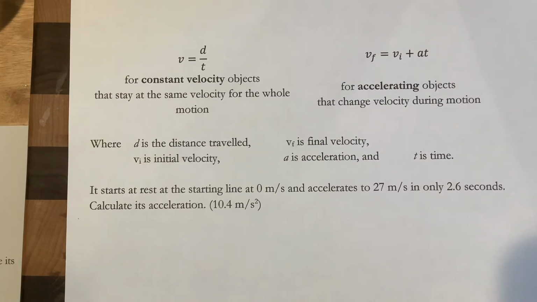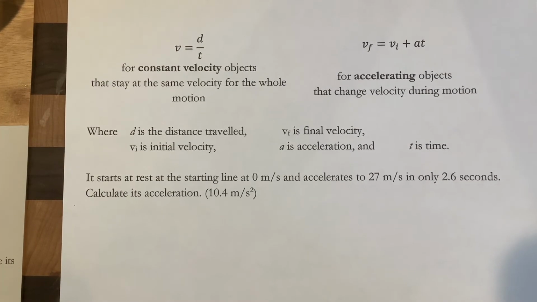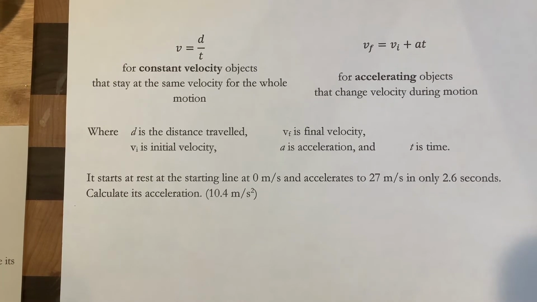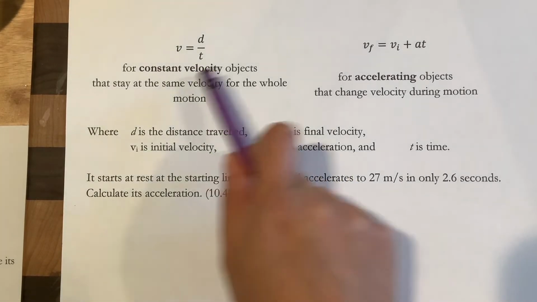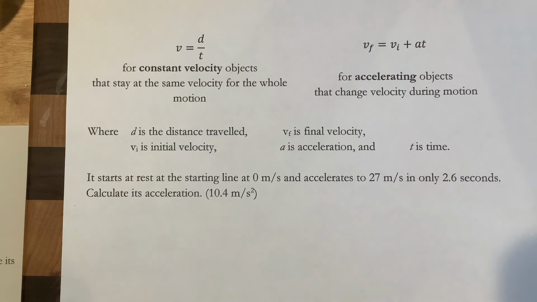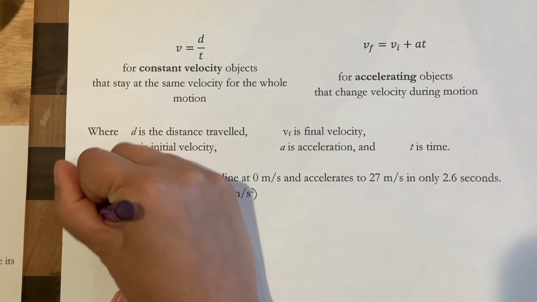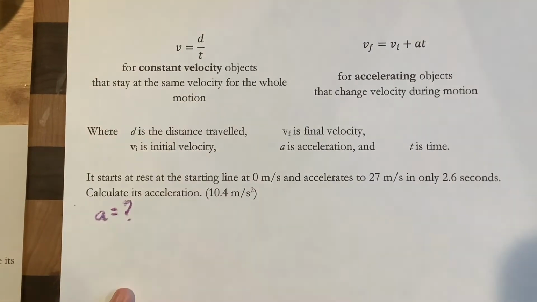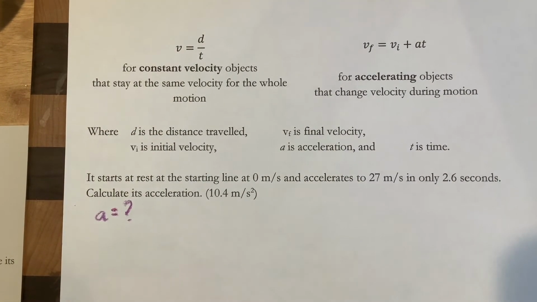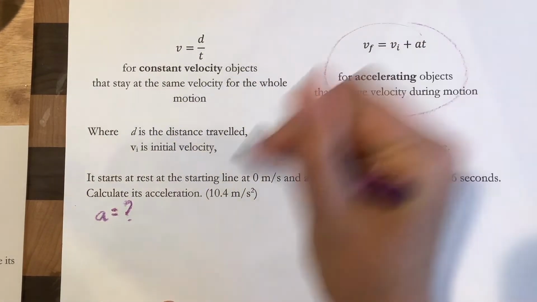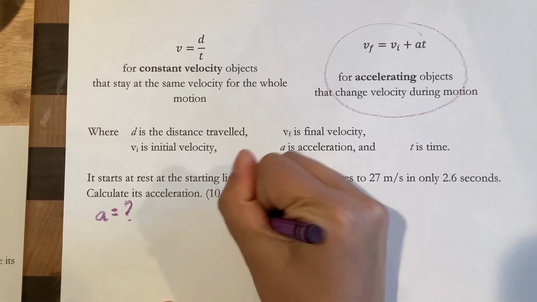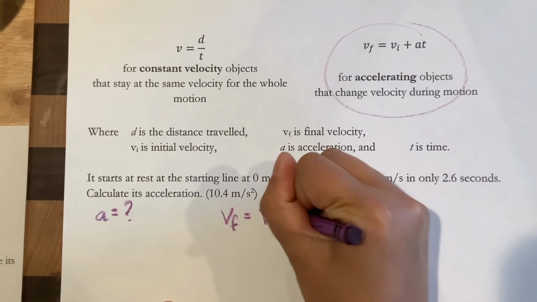On the back page, I have a constant velocity equation and a constant acceleration equation. Both have accelerations and velocities in there, but they have different qualities. So this one says, calculate the acceleration. Acceleration is my unknown. Well, that means I have to use the equation on the right, because that's the only one that has acceleration in it.